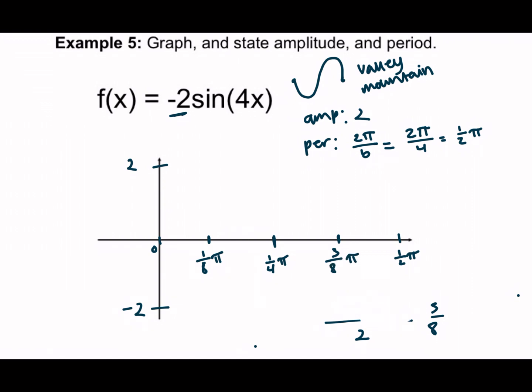So now we've labeled our x-axis. We can now sketch our graph. So remember, this one's reflected, so it's going to go down to make the valley before it goes up to make the mountain. So it starts at the x-axis, and there's our function.